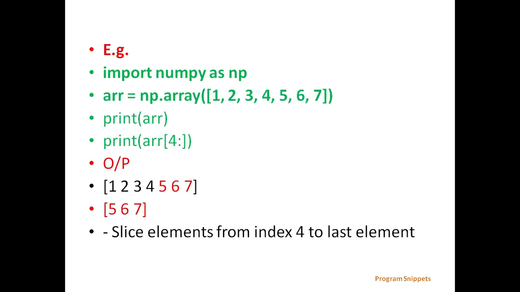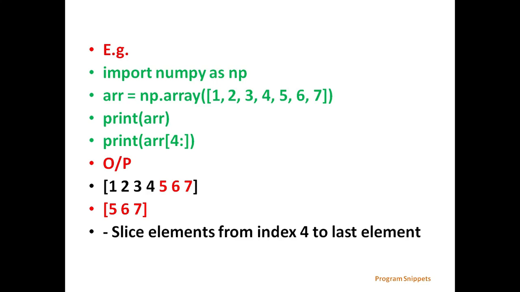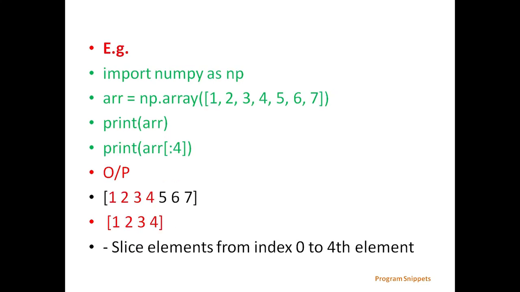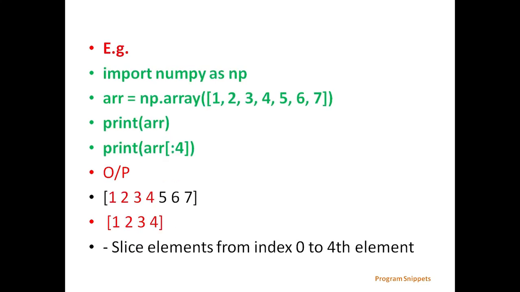Here also we have created an array and will print array with 4 colon, which will give the output 5, 6, 7. Here it will slice the elements from index 4 to the last element. So it will print 5, 6, 7. Next we will see array with colon 4, which will give the output 1, 2, 3, 4. That is, it will slice elements from index 0 to 4th element. Here 4th index is not included, so it will print elements from 0, 1, 2 and 3 index. So it will give 1, 2, 3, 4 as output.